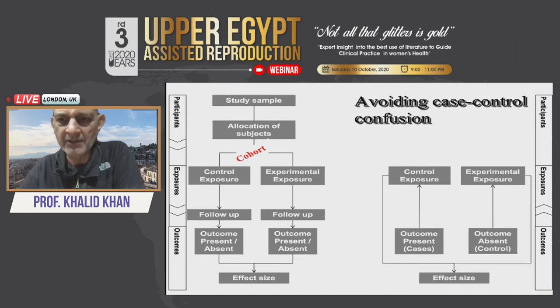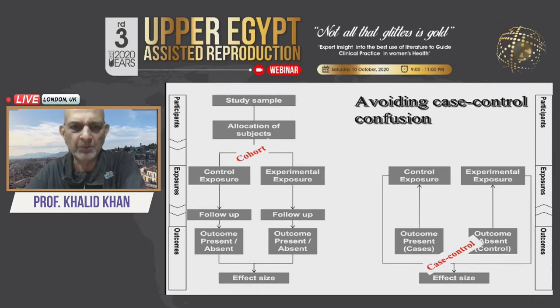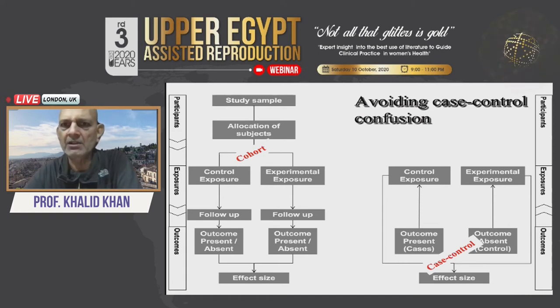And with this information, we can also calculate an effect size. By effect size here, I mean something like an odds ratio. So both cohort and case control studies give us the odds ratio. The direction of travel in time is different, and defining what is control in the case control study is related to the outcome, whereas in a cohort study, defining the word control is related to the exposure. So I hope this helps clarify the difference between a cohort and a case control study.